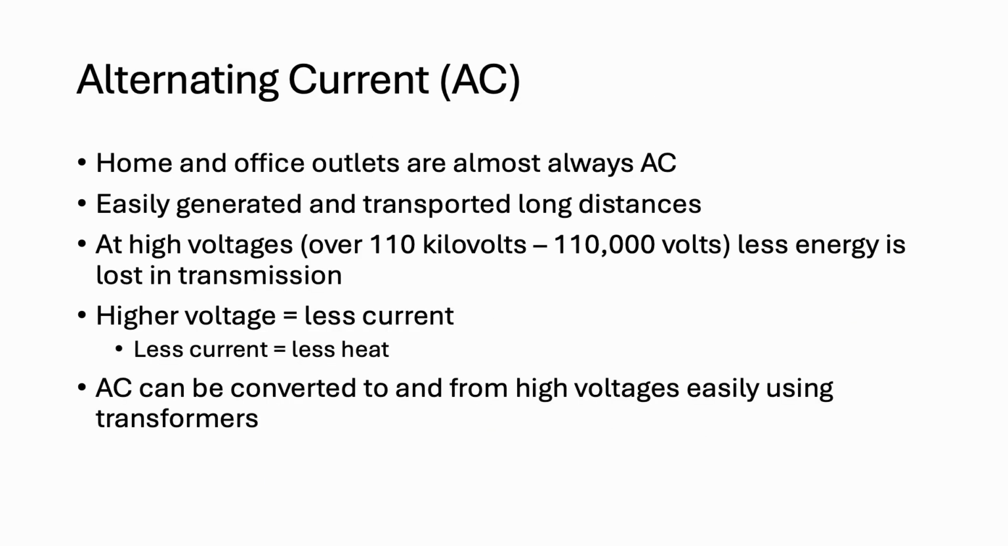Most every outlet you use at your house or at work is almost always AC power. AC is easy to generate and transmit over long distances. At very high voltages, energy is transmitted more efficiently and less energy is lost in the transmission. According to Ohm's law, the higher the voltage, the lesser the current. Current can generate heat against the resistance, and it can cause resistance or impedance with AC, so less current will generate less heat. AC can also be converted to and from high voltage easily with transformers.